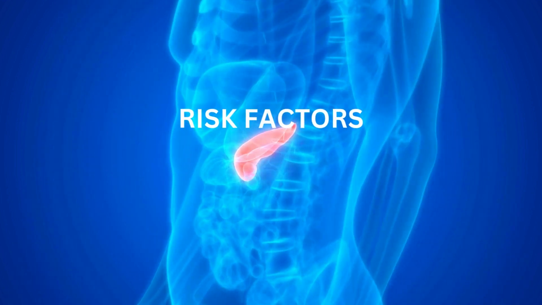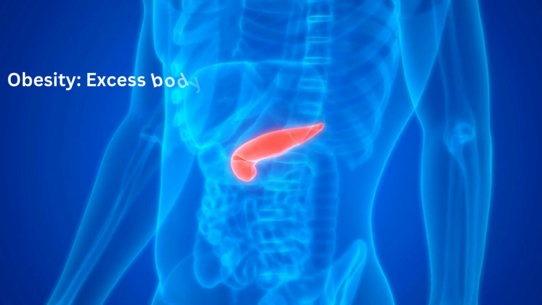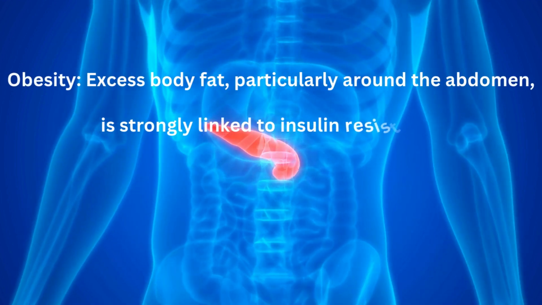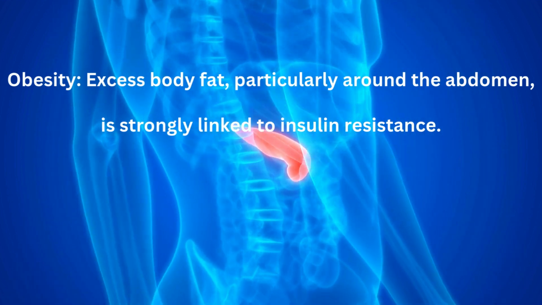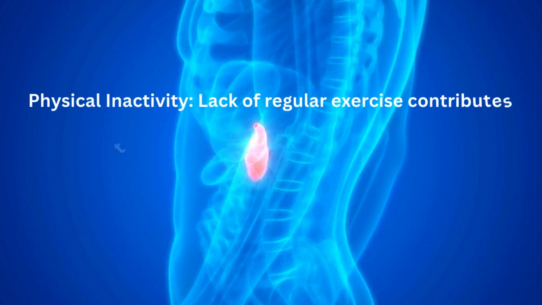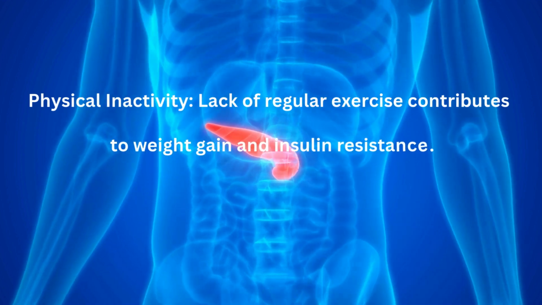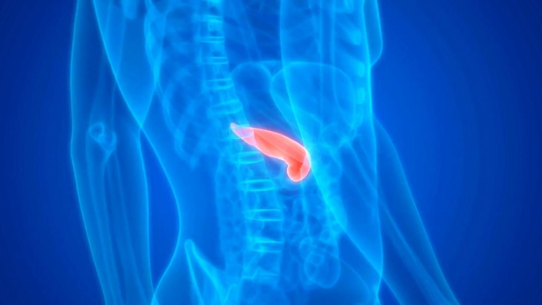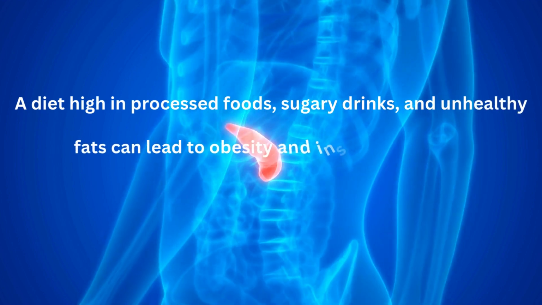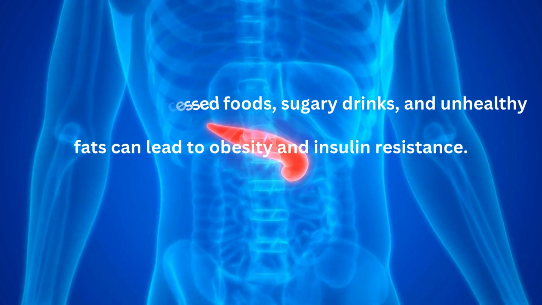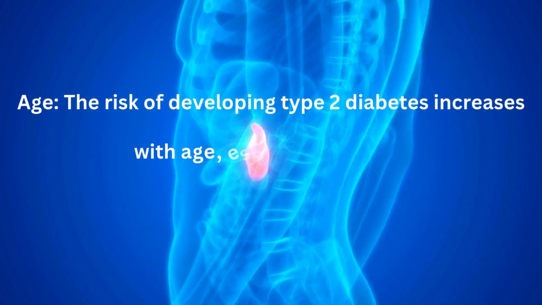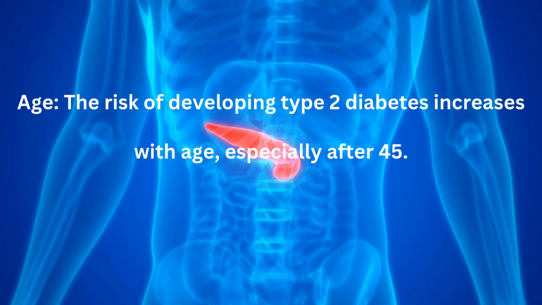Risk factors of diabetes type 2. Obesity. Excess body fat, particularly around the abdomen, is strongly linked to insulin resistance. Physical inactivity. Lack of regular exercise contributes to weight gain and insulin resistance. Diet. A diet high in processed foods, sugary drinks, and unhealthy fats can lead to obesity and insulin resistance. Age. The risk of developing type 2 diabetes increases with age, especially after 45.